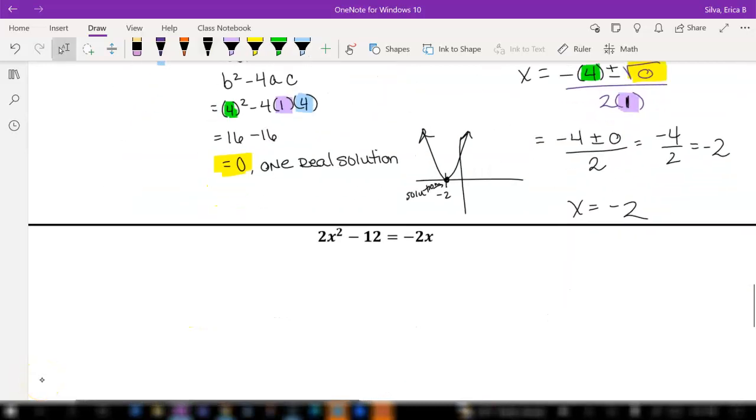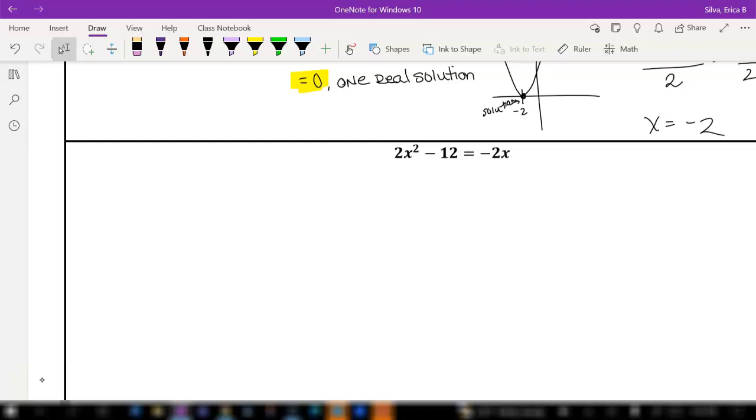Alright, let's look at our next example. We've got 2x squared minus 12 equals negative 2x. This one is not in standard form, so let's go ahead and force it. We're going to be adding 2x to both sides, make it equal to 0. And we're going to write down 2x squared plus 2x minus 12. Be very careful when you're adding an x that you make sure that you put it in the middle so it stays in standard form.